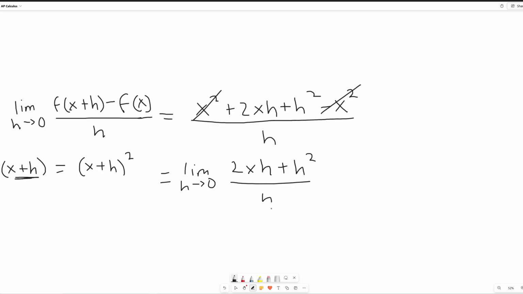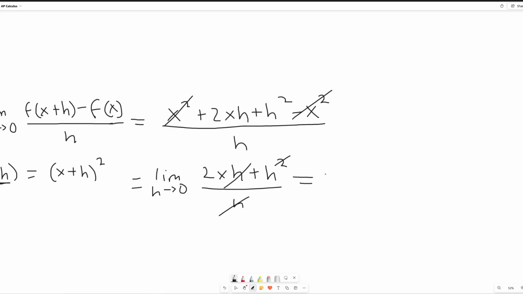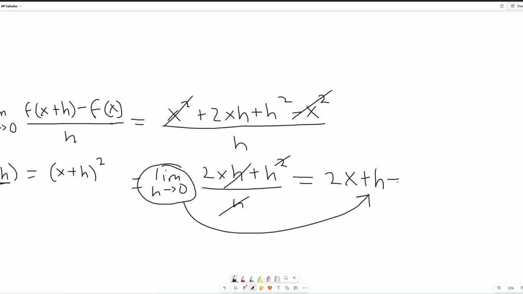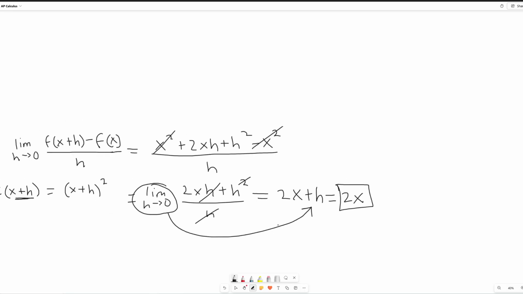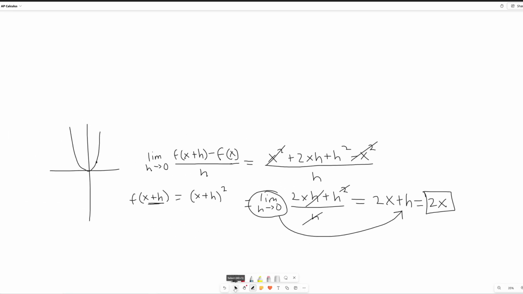Again now, every term has an h. Cross out h's, h's, h's. Then you get 2x plus h. This limit, as h approaches 0, well, plug the 0 in, you end up with 2x. So this is our derivative of x squared. This will find the slope at any point, given the x value. And we had to do all this work to do it.